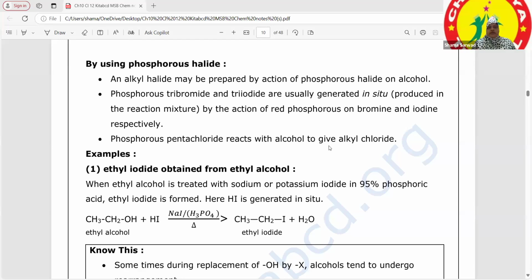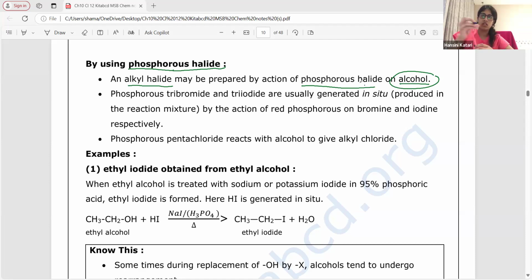So we are going to see the preparation of alkyl halide by using the phosphorus halide. In this case, an alkyl halide may be prepared by the action of phosphorus halide on alcohol. Same substrate, alcohol only, but here the reagent has been changed. Here we are going to use phosphorus halide. So phosphorus halide would be what? PCl3, PCl5, etc. Cl or Br or iodine like that.